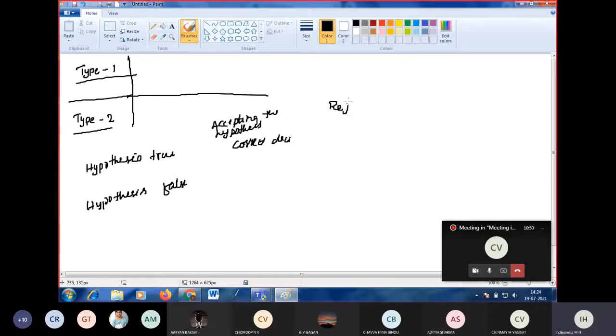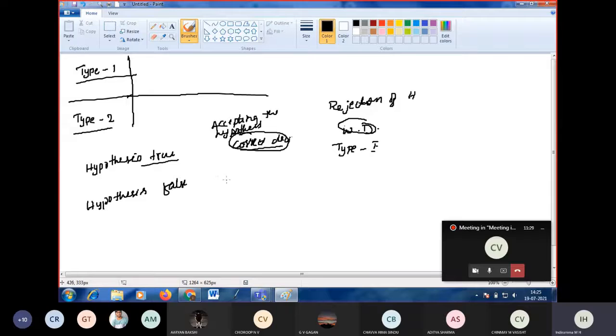When we reject our hypothesis, it is mainly a wrong decision. Correct decision, we are accepting it. Suppose it is a wrong decision, we are rejecting it. So this is type 1 error. We are assuming the hypothesis is true. So if it is a correct decision, we are accepting it. If it is a wrong decision, we are rejecting it. So it is type 1 error.